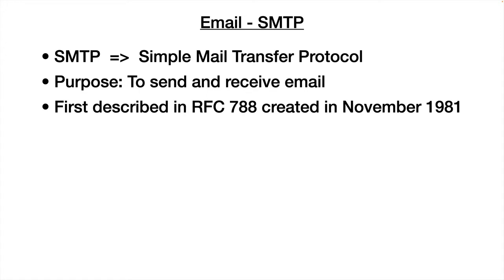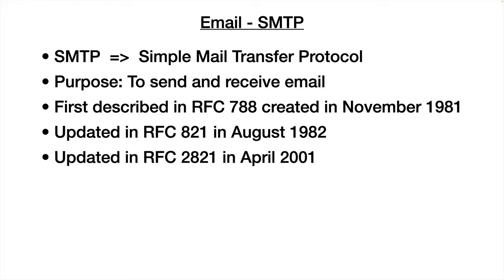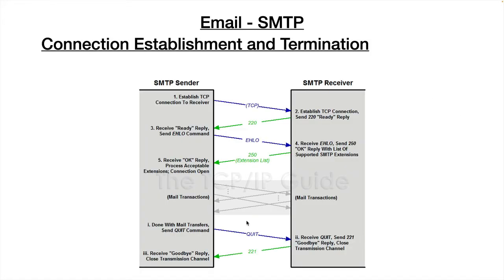SMTP was first described in RFC 788, which came out in November of 1981. In August of 82, it was updated in RFC 821. And in April of 2001, so pretty big gap, it was updated again in RFC 2821.